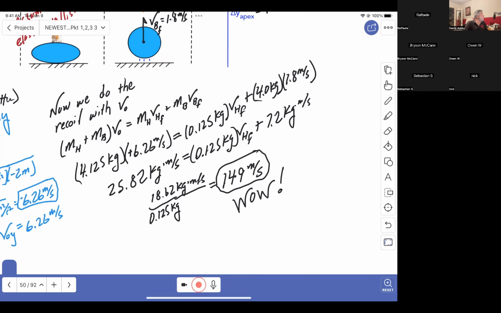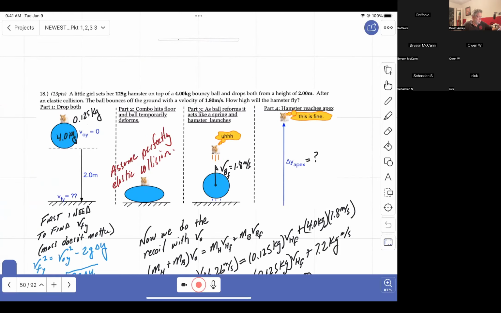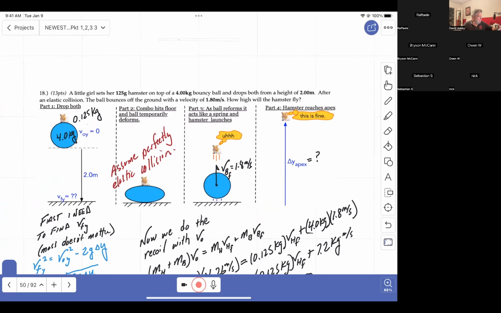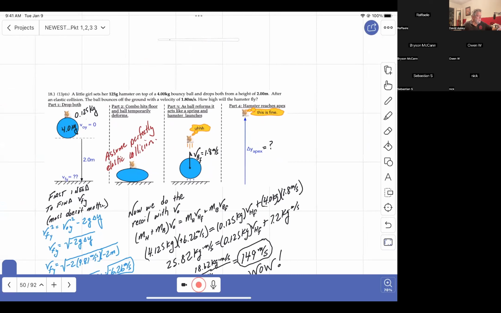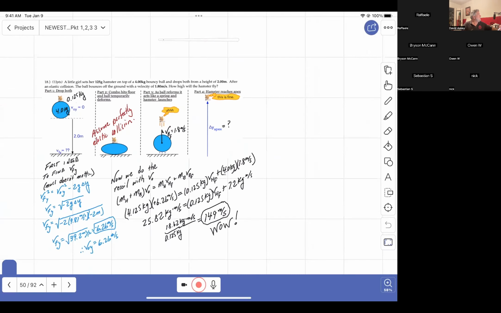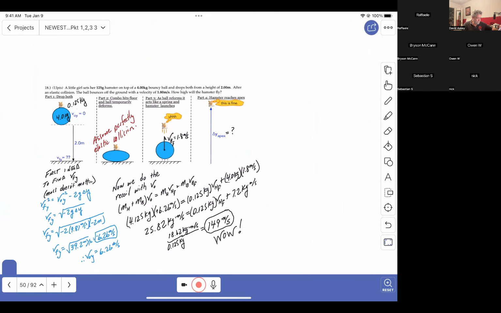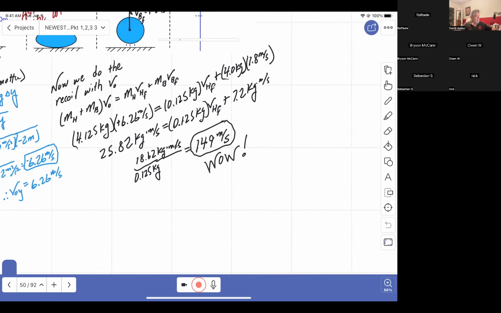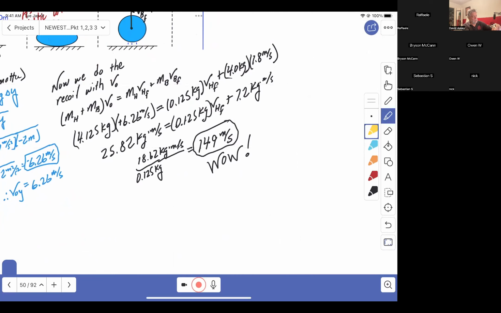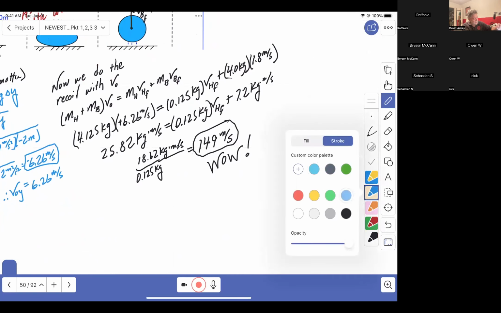Charter says, how do we find the delta? Delta Y? Was that asked? Oh, good point. Sorry, I never answered the question. Okay. How high will a hamster fly? Well, to find my delta Y, that's a great question because I asked it and I never answered it.